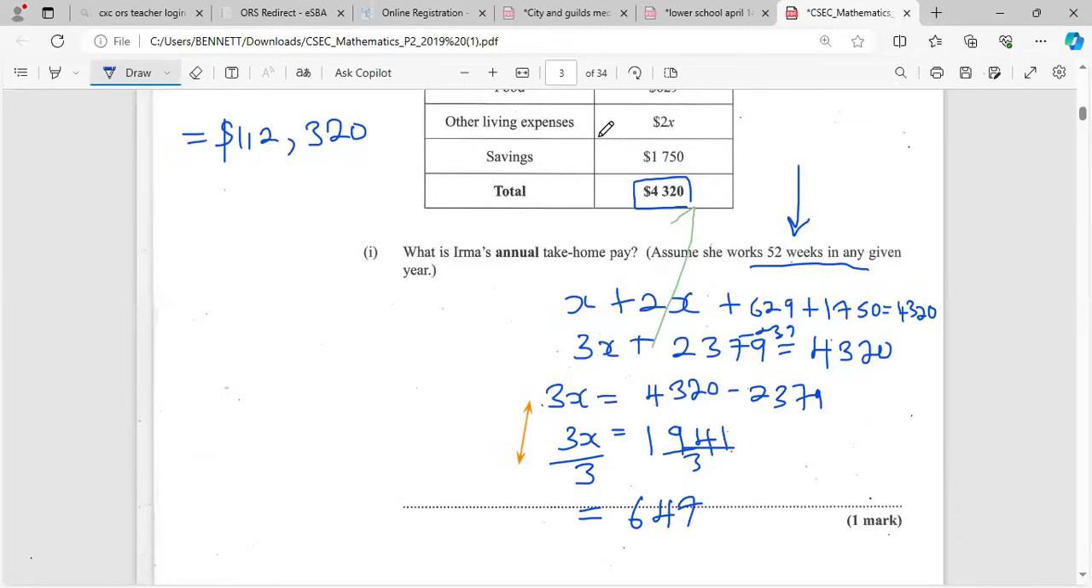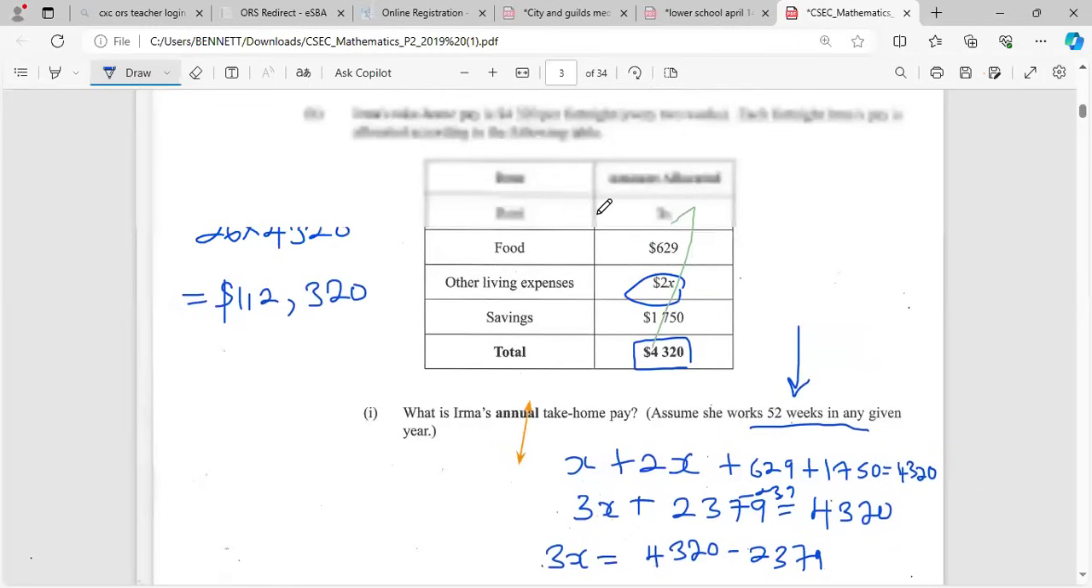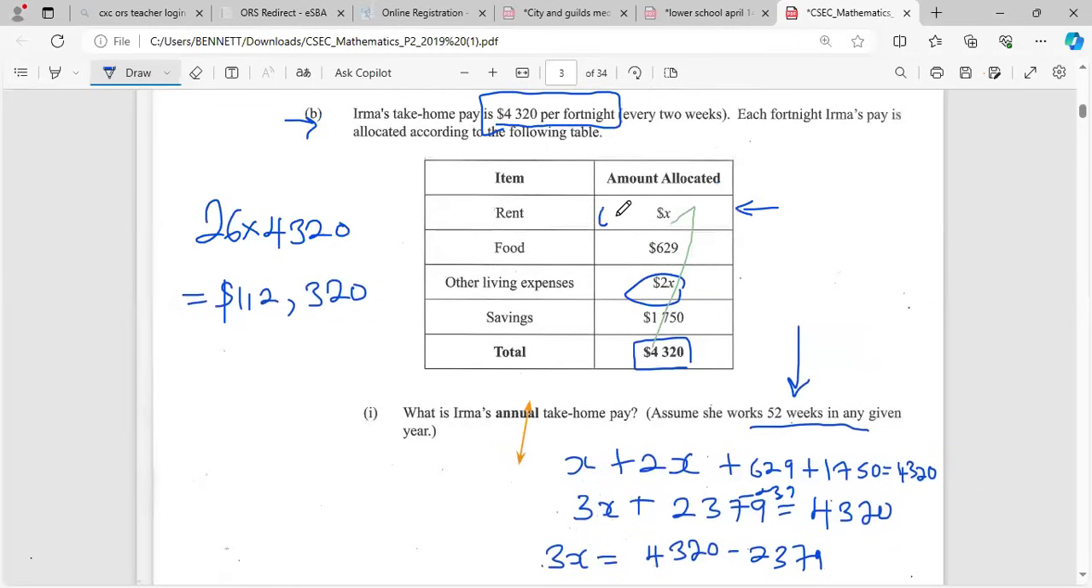And we can just calculate the living expenses also, even though they didn't ask us. And the living expense is actually double. So all we have to do is multiply 647 by 2 to get the other expenses. So the other expenses will be 1,294. What somebody can do is check by adding these and see if it comes to the 4,320.